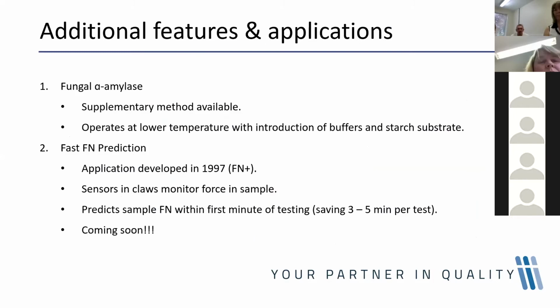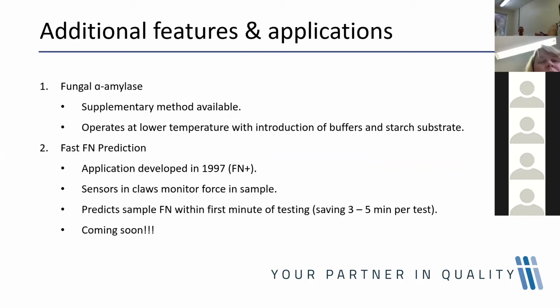So there are some additional features apart from simply looking at the traditional falling number. There is a supplementary method available which looks at fungal alpha amylase, and this operates at a lower temperature, and you also introduce buffers and the starch substrate.